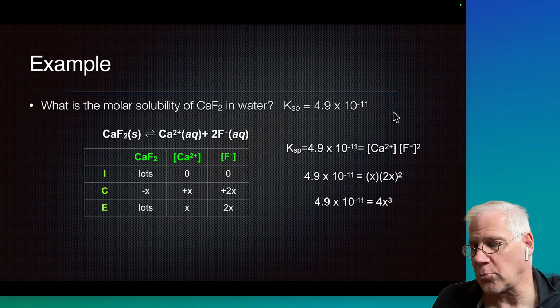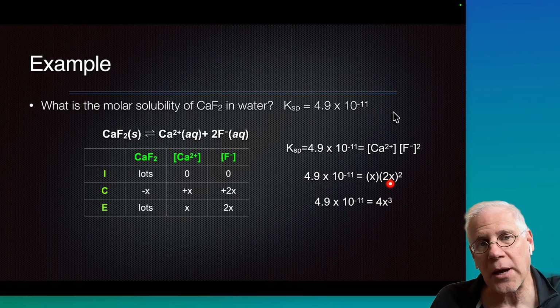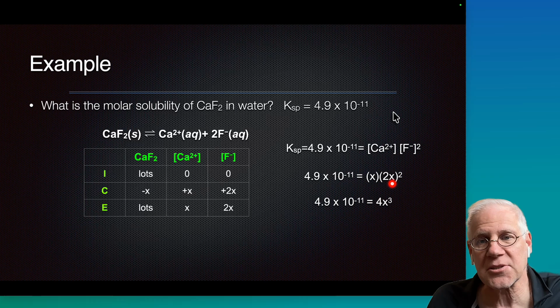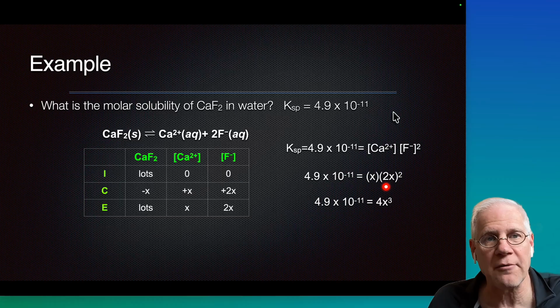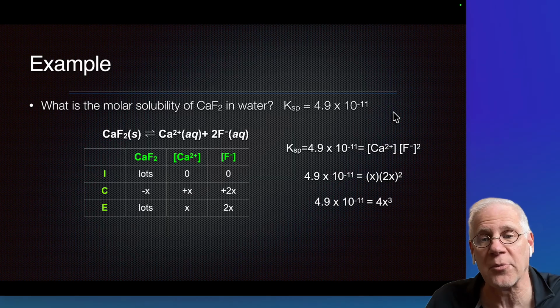Where does the 4X cubed come from? When I square 2X, I get 4X squared. 4X squared times X gives me 4X cubed. Very important that you do not forget to square that 2. Or if it were a cube, we've got to make sure that we cube that 2. It's one of the more common mistakes that we make.